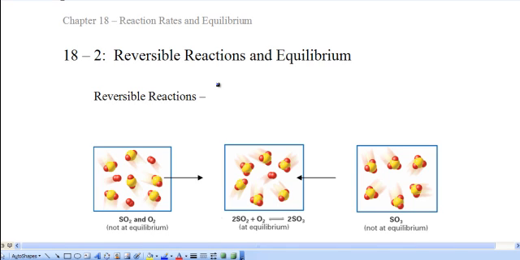And welcome to 18-2, where we're going to be talking about reversible reactions and equilibrium.